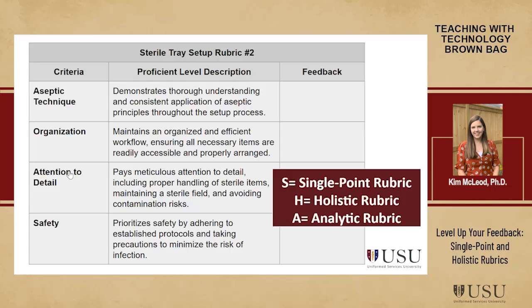We're going to move in now to another rubric. You'll notice this is still that sterile tray setup rubric, but it's just a little bit different in its setup. Now we have criteria on the left side, and in the center, there's a proficient level description with a feedback column on the right.